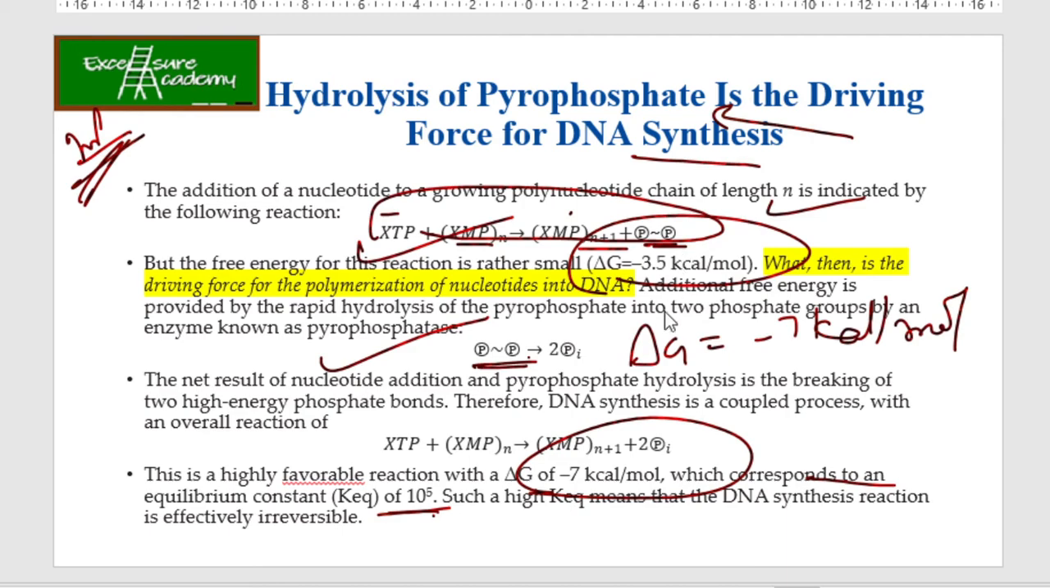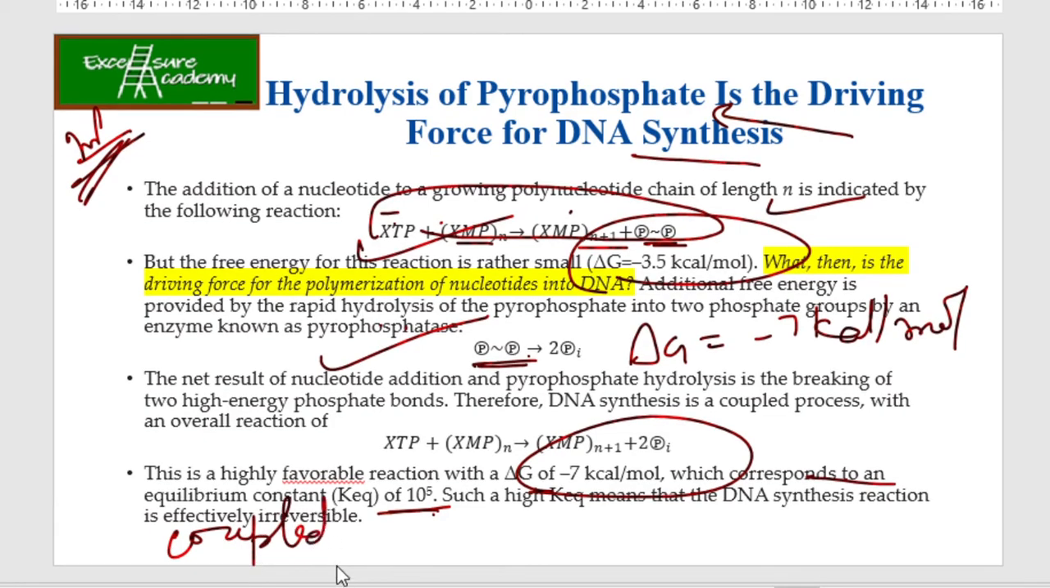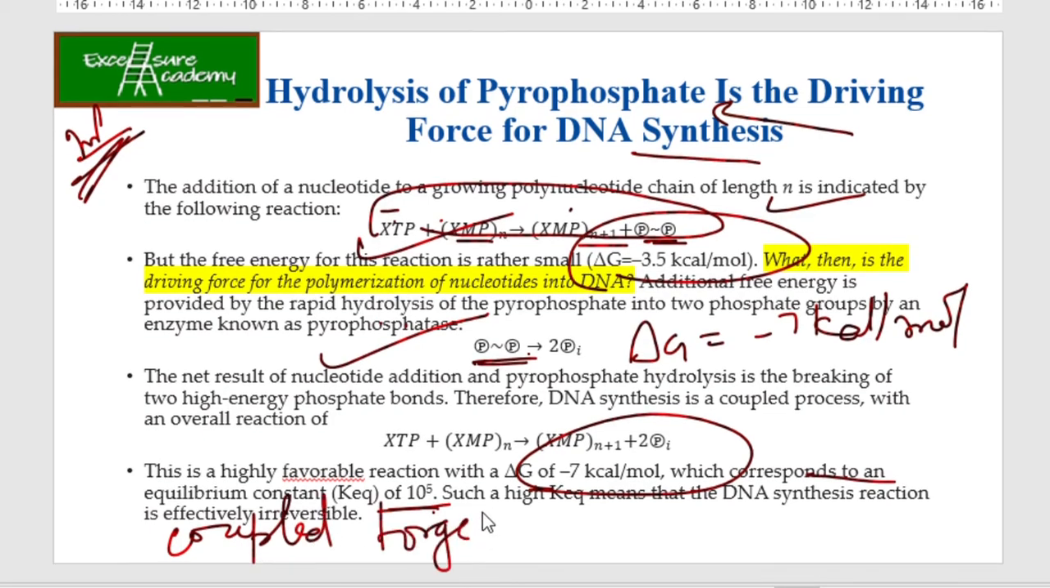And when these two reactions are combined together, or otherwise the best sentence is to say coupled together. Okay, it becomes a coupled reaction, coupled together or coupled reaction. It is going to correspond to the equilibrium constant of 10 raised to 5. Okay, and with a high equilibrium constant the DNA synthesis reaction becomes irreversible. So guys, this is really really very important. Please remember.